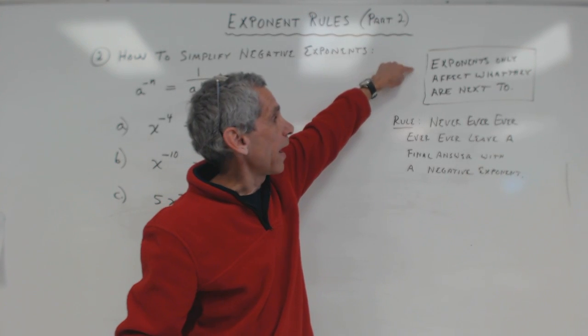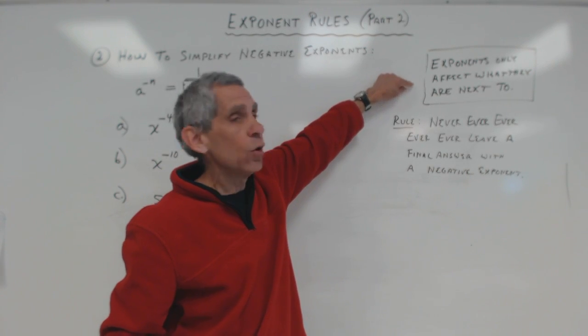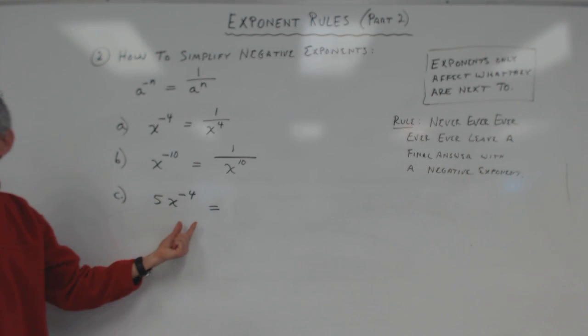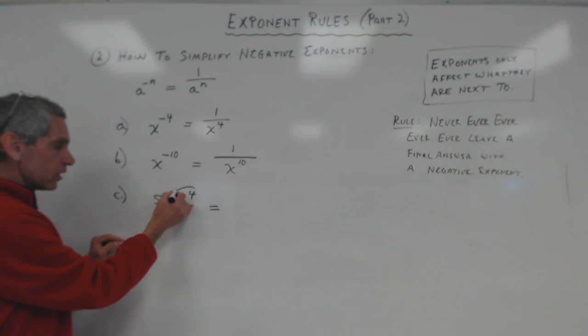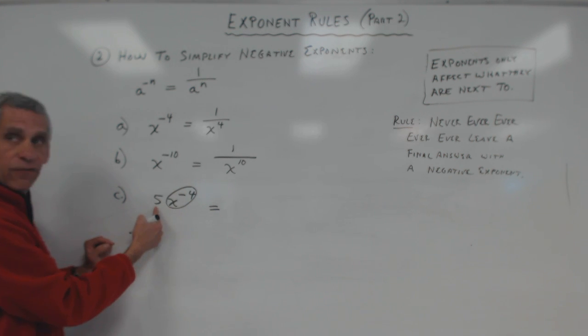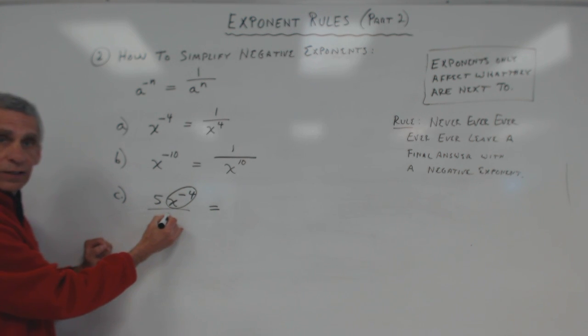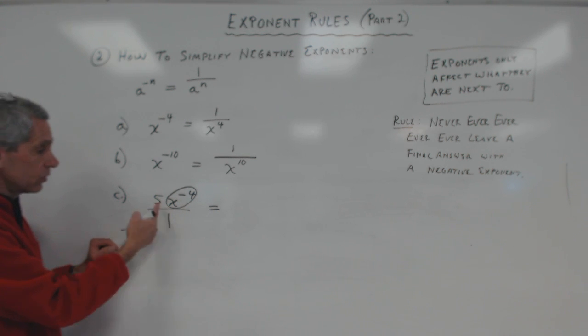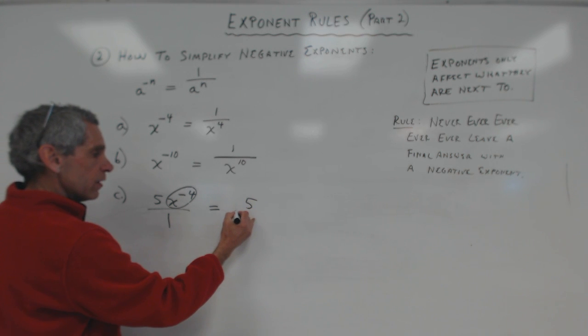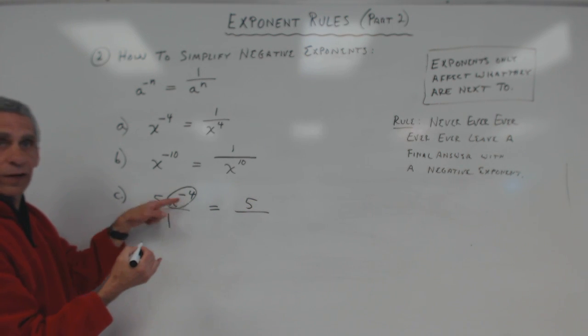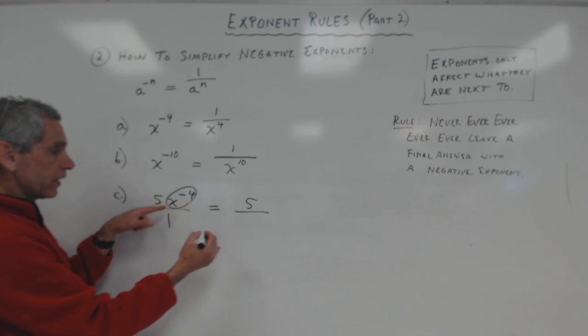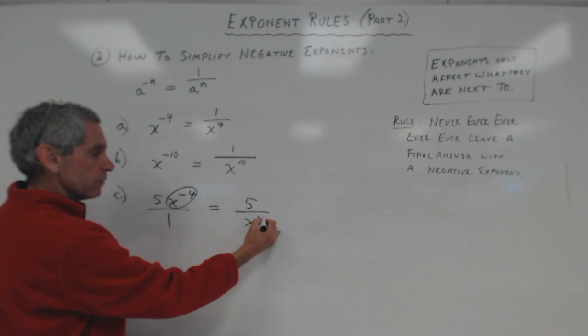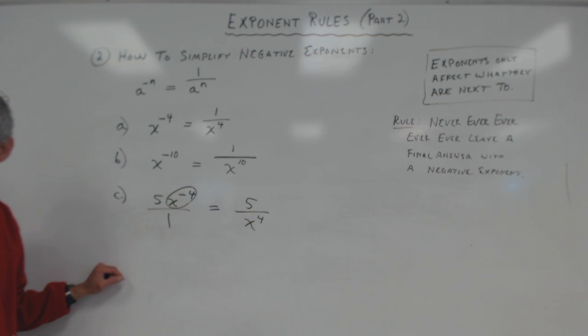Remember this rule. Exponents only affect what they're next to. What is the exponent next to? It's the x. So the exponent only affects the x, it does not affect the 5. So look at this. I'm going to create a fraction for a second, and I'm realizing the x to the negative 4 goes downstairs. The 5 has to stay upstairs, right? So suddenly that gives me 5. The 5 just stays where it is because the negative 4 doesn't affect the 5. But it only affects the x, so I'm bringing the x down and it becomes a positive 4. Right? You see that?